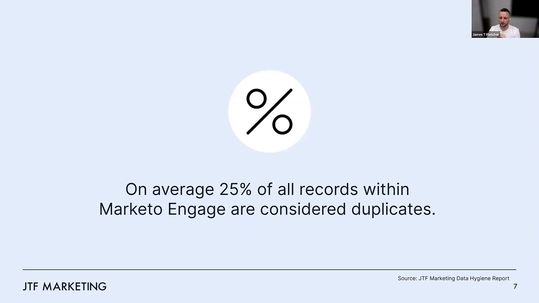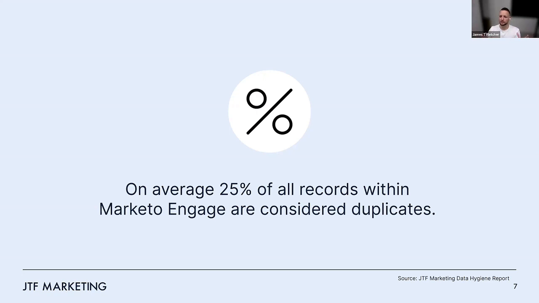And so looking at all of those instances that we've surveyed over the last few years, we've seen on average about 25% of all records being duplicates. Now that's 25% of your license fee being paid towards contacts that aren't actually real individuals for you, right? Because you've already got them existing in the database.